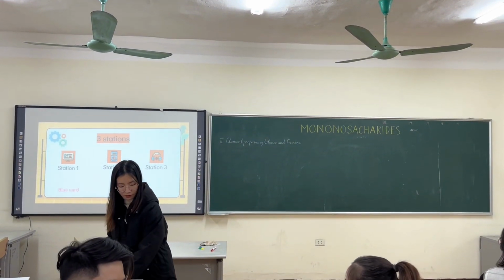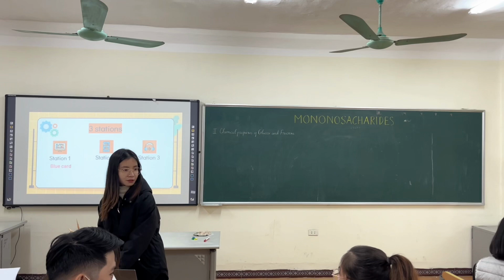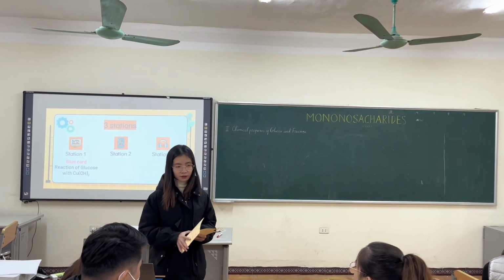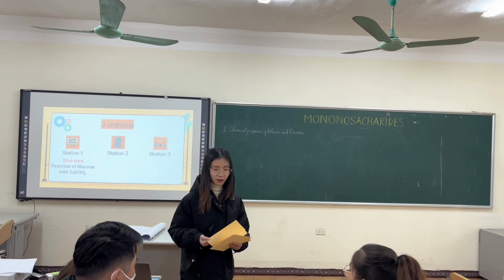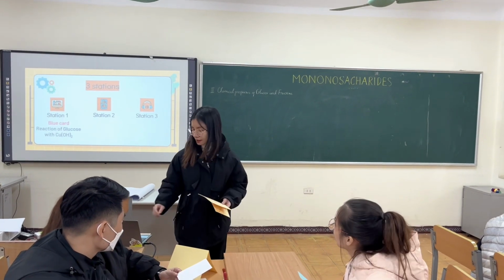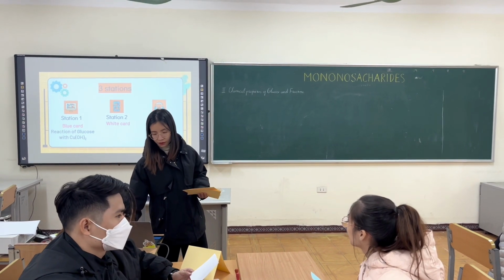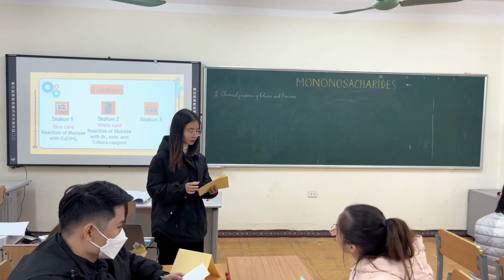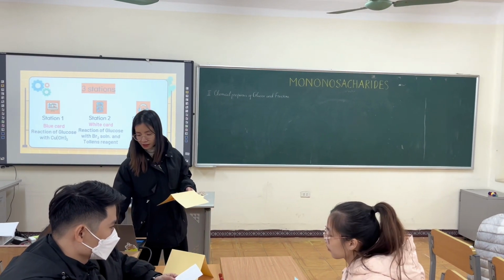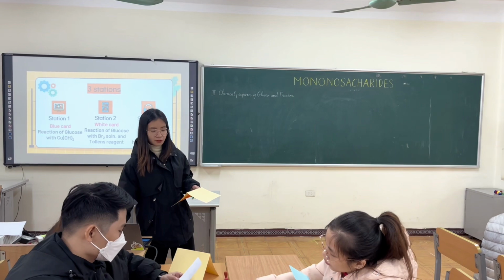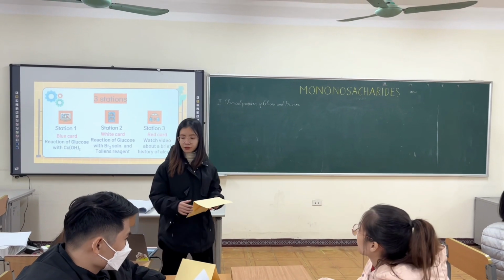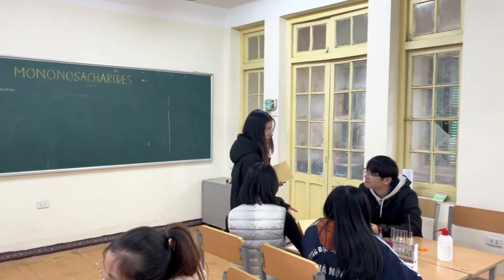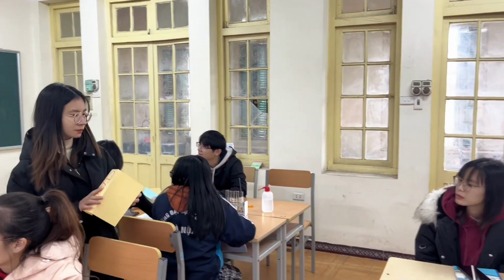At station 1, the blue card does first. You have to conduct the experiment of glucose and copper hydroxide. Here is the position for station 1. And station 2 is the reaction of glucose with bromine solution and the silver mirror reaction. The white card will do this first. And the last one is station 3. The red card will do this one. You have to watch a video about a brief history of alcohol. Here is the position of station 2, and here is the last one.